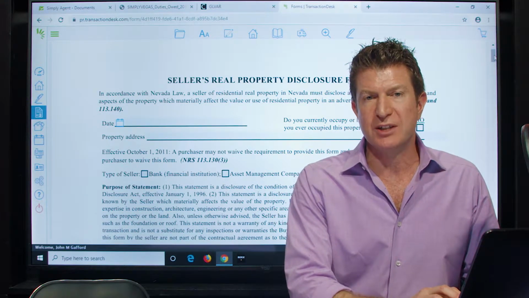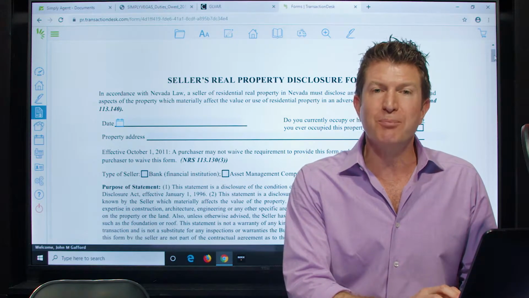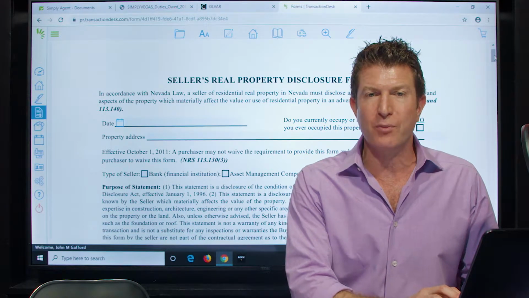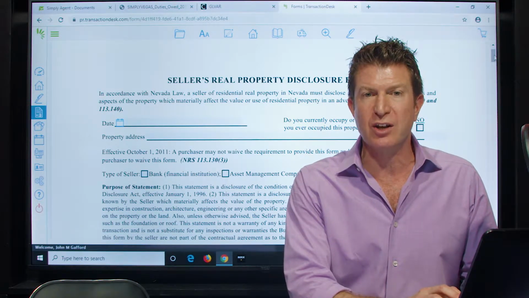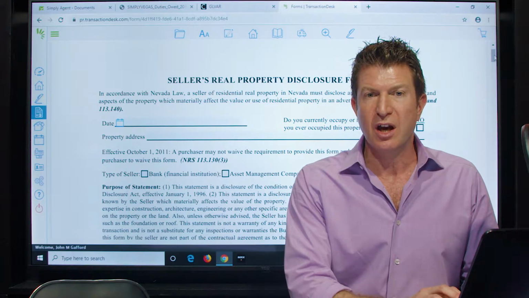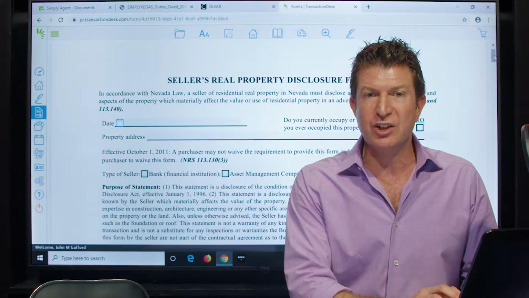Right now we're going to go through how to have your seller complete a seller's real property disclosure statement. It is incredibly important that your seller complete this form. This is not something that you can send over to DocuSign, and it can never have your handwriting on the form or you checking in the boxes.